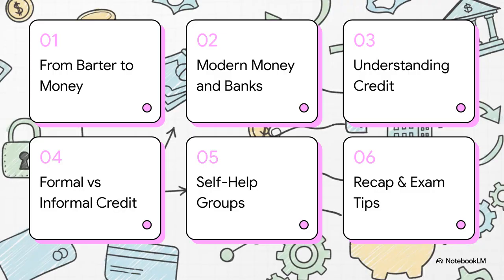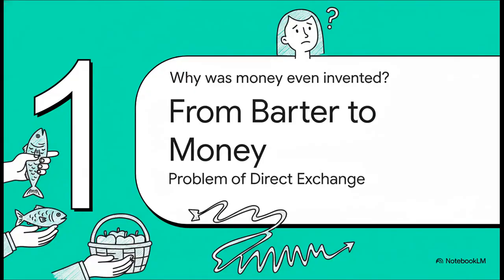Okay, so here is our plan for today. We'll start from the very beginning with the barter system and see why money was needed. Then we'll look at the money we use today and the role of banks. After that, we will understand credit, its different sources, and a very interesting solution called self-help groups. And finally, we'll have a quick recap and some very important exam tips. Right, let's begin with our first topic.